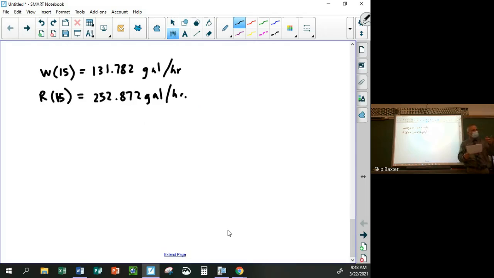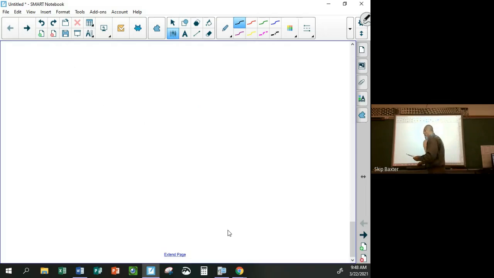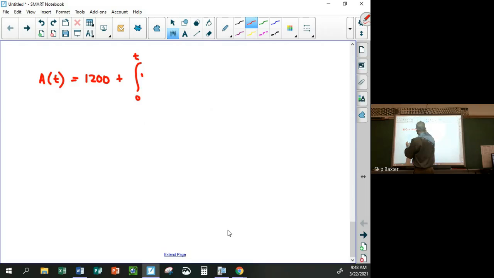And then you said C, Logan? Yeah. Okay, so this says, at what time t is the amount of water in the tank at an absolute minimum? Okay, well, from part B, you should have gotten the formula A of t, the amount of water at time t, is the initial amount of water, 1200, plus the integral from 0 to t of W of t minus R of t, dt.